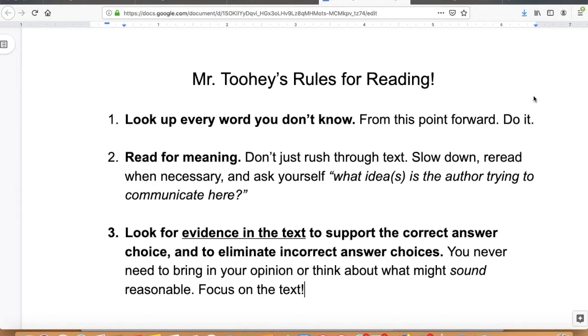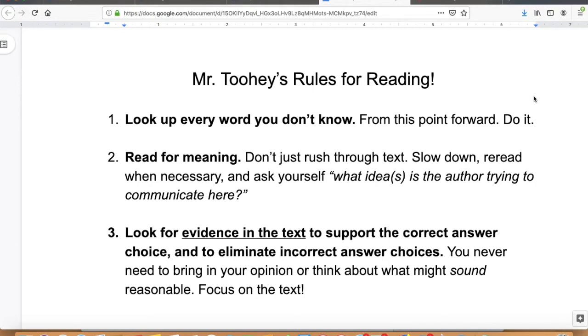There's no amount of like strategy or approach to the questions or little tricks I can teach you if you don't understand the ideas being communicated in the passage. Does that make sense, Caden? Yes. Okay, so that's rule number one. Go ahead and read rule number two for us, please. Okay. Read for meaning. Don't just rush through text.